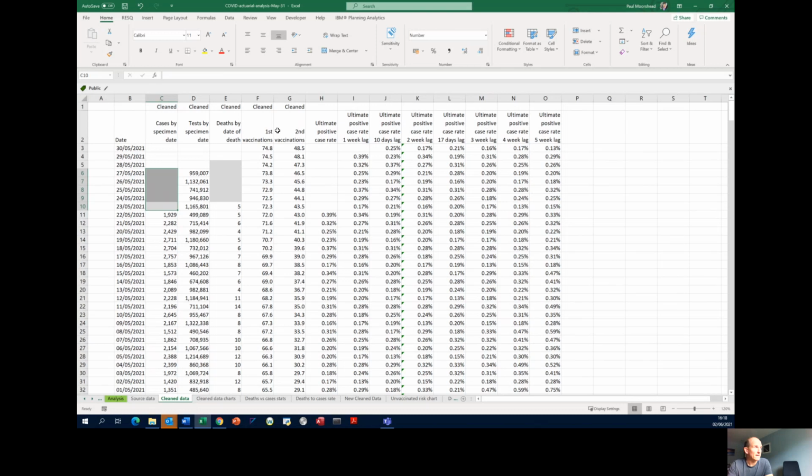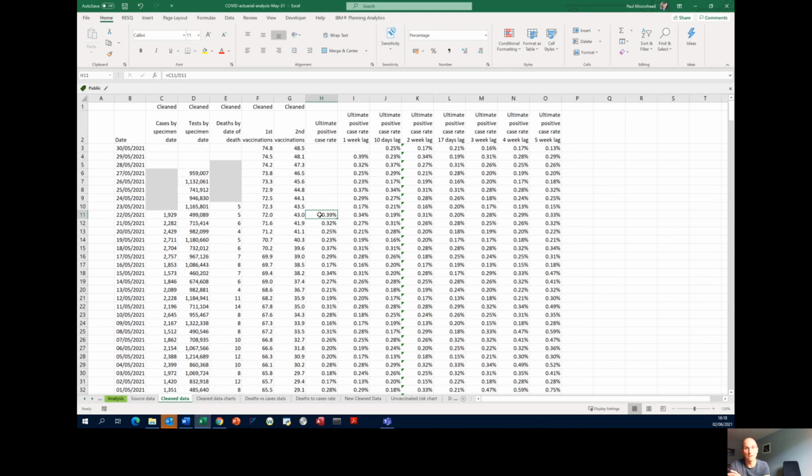And over here I've just done a few calculations. So I've worked out what the positive case rate is, just looking at the number of cases reported divided by the tests done on that date. And you can see that's incredibly low at the moment. And the first thing we want to do is try and investigate the relationship between the cases and, unfortunately, people dying.